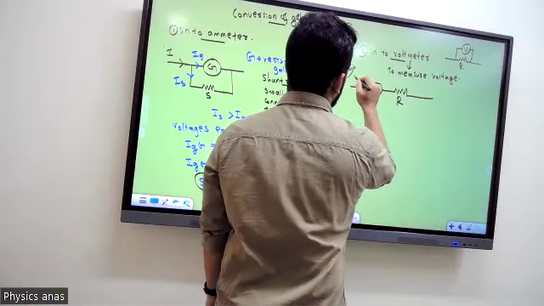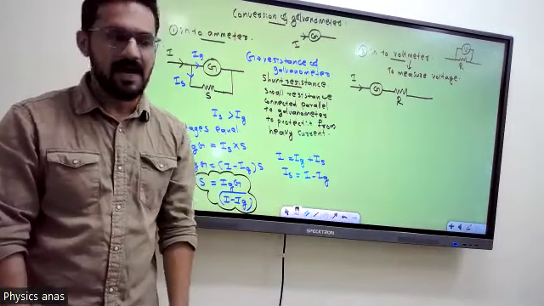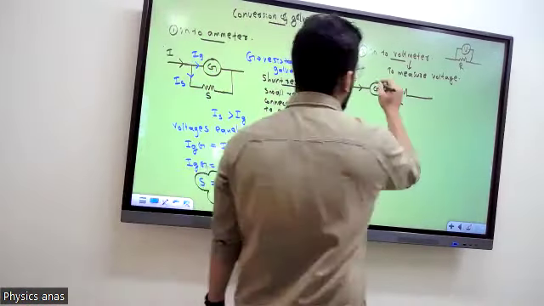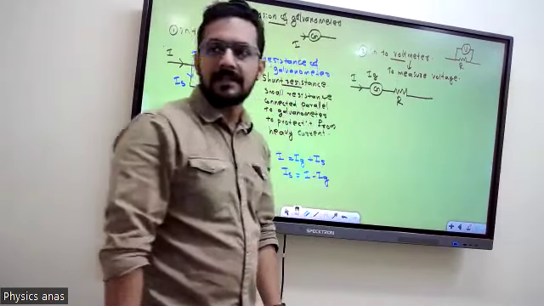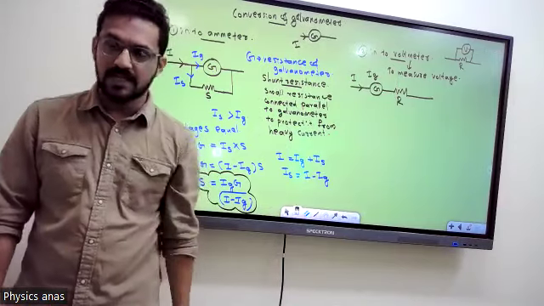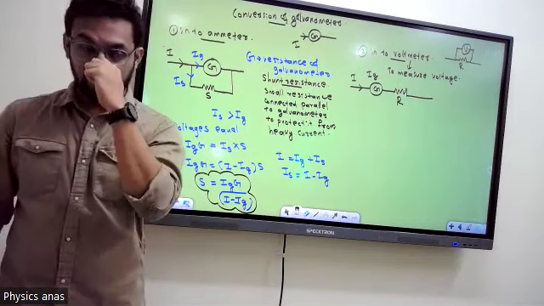Okay. And this is the value of the current. The same current will be passing through Ig. Is there any problem? Why is that?